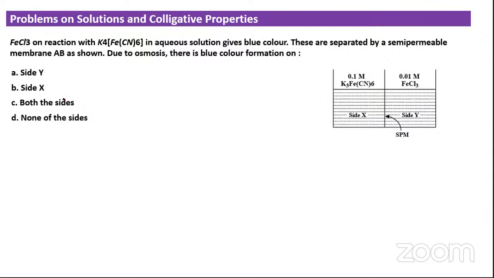सॉल्यूशन ऑब्वियसली. And now they are telling that these are separated by a semi-permeable membrane AB as shown. ठीक है. Let's look at this diagram. One side it is K4FeCl6 and the other side it is FeCl3. तो यहाँ पर K3 कर लीजिए. K3FeCl6. That's all, no problem. So एक side K3FeCl6 है and on the other side there is FeCl3. Different concentration 0.1 m and here it is 0.01 m. This side X, this is side Y. और ये दोनों जब रिएक्ट करते हैं तो फॉर्मेशन होता है ब्लू कलर कंपाउंड का.